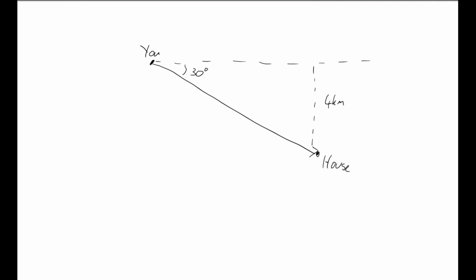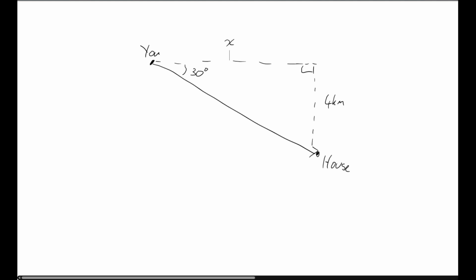So whenever we say that we're horizontally or vertically distant from something, that means horizontal as in across and vertical as in up and down. So if we are vertically 4 kilometers above, horizontally is going to be this distance here. So that is the distance we want to find.